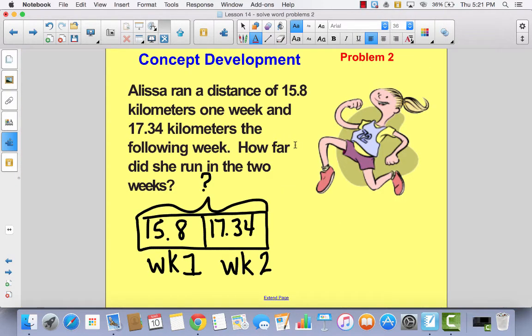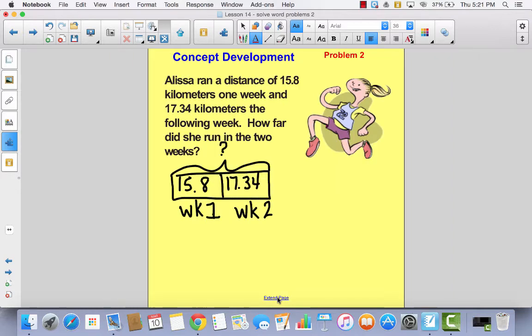Well, I saw this problem again as a total in a tape diagram. And you can see what I've done here. I've gone ahead and labeled week 1, 15 and 8/10, and week 2, 17 and 34 hundredths, and I was looking to find a total. So if I wanted to find a total, what would I do with these 2 numbers? I would add them, right? So hopefully that's what you thought to do. And let's see if we can go ahead and add these.